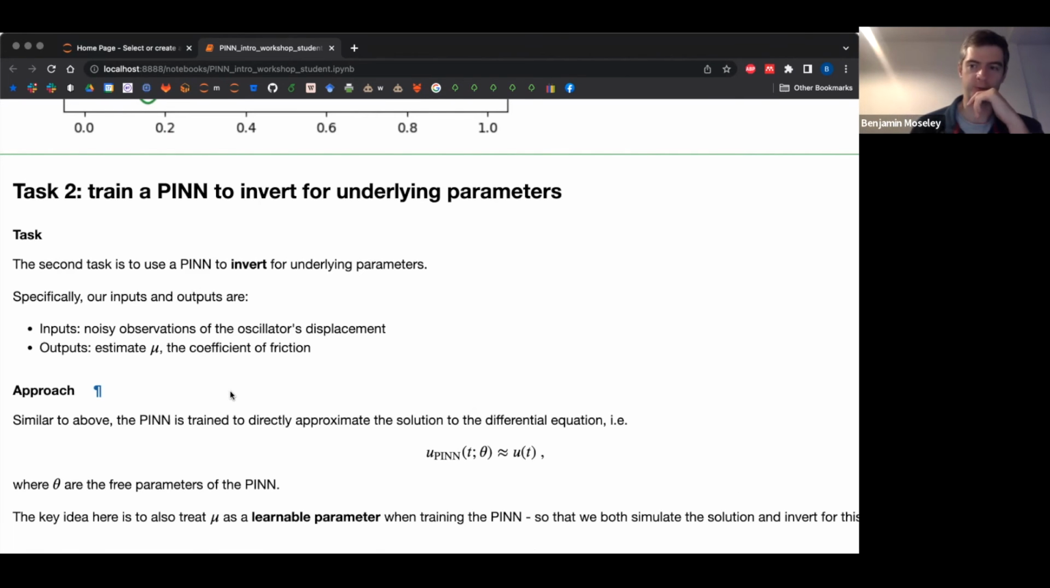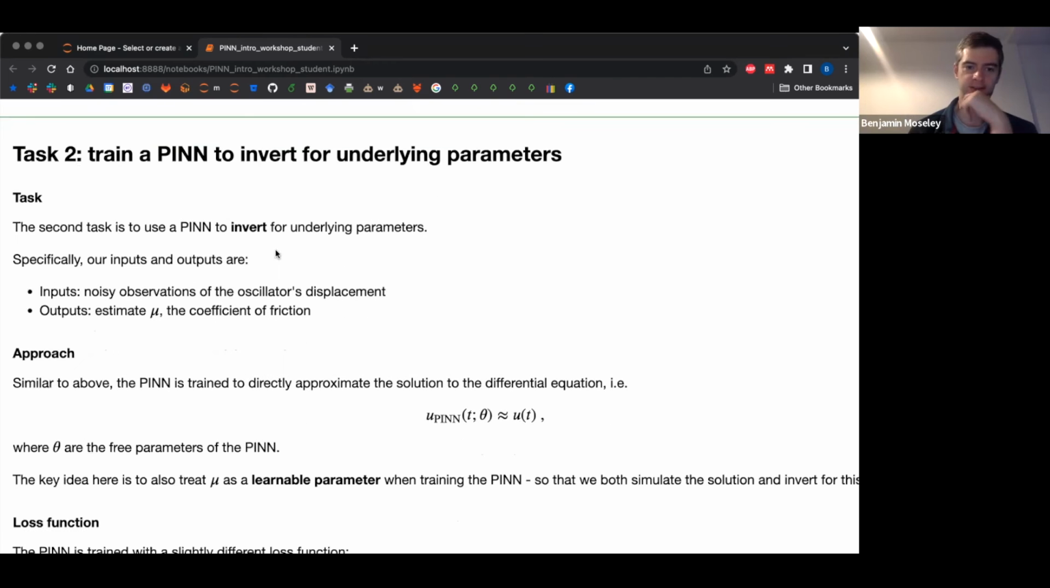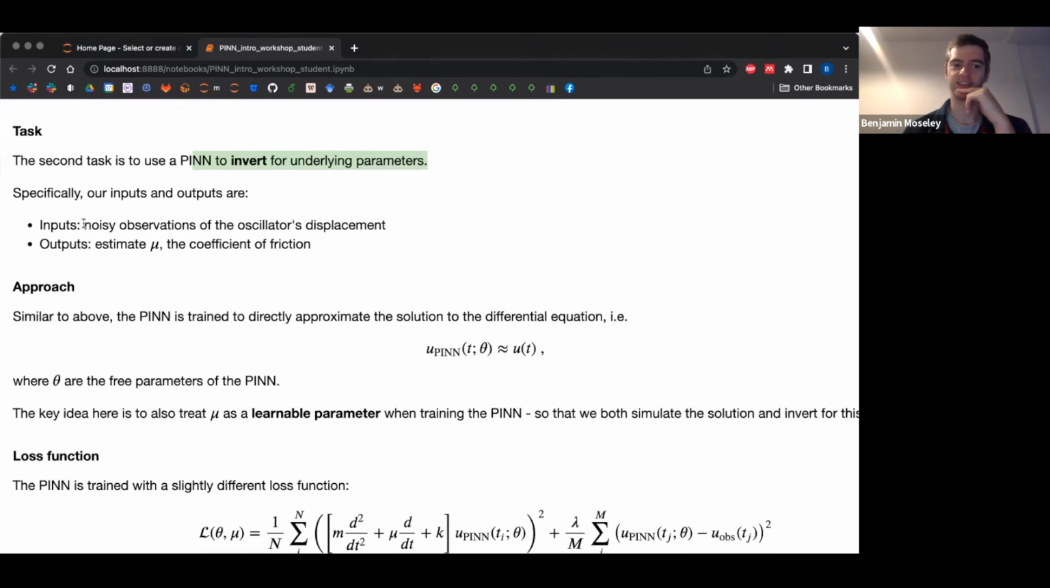Okay. So we'll move on to the second task, and this is to use the PINN to invert for underlying parameters. So let's think about the inputs and outputs again. These are different to before. In this case, the inputs are, let's say that we actually do have some observations of the solution, but perhaps they're noisy. So we're doing an experiment and we're plotting the location of the oscillator. But what we don't know is something about the differential equation. And in this case, we don't know what mu is, the coefficient of friction.